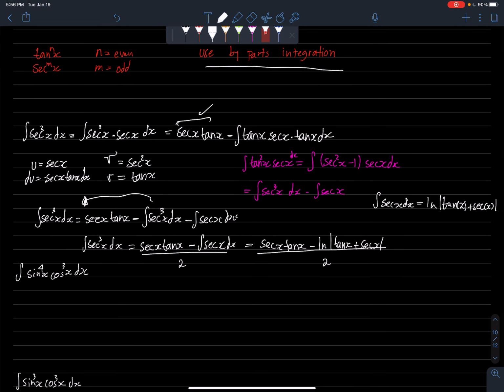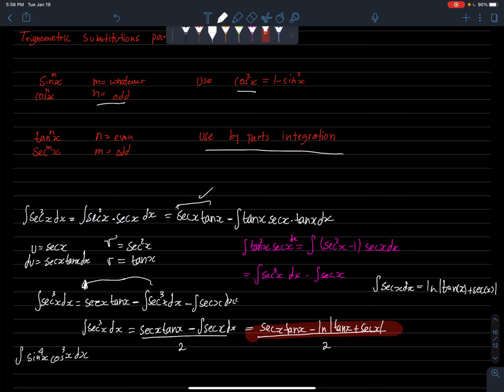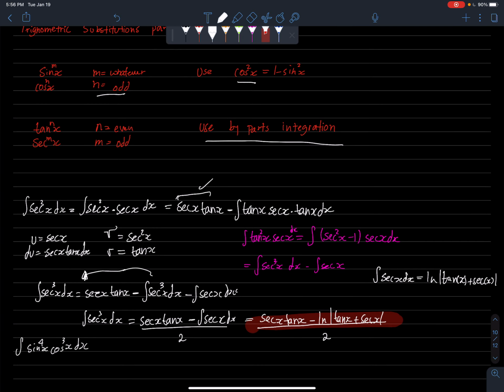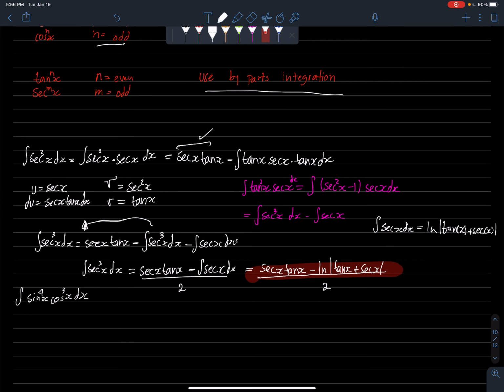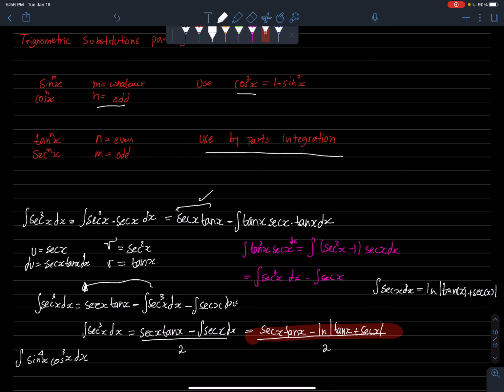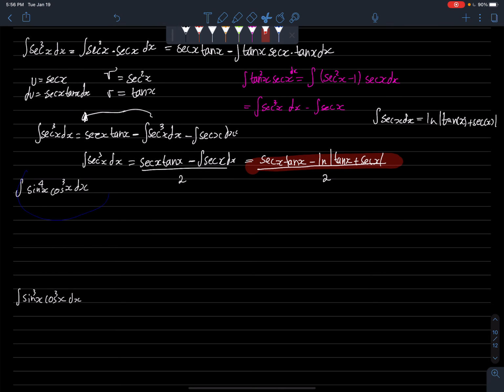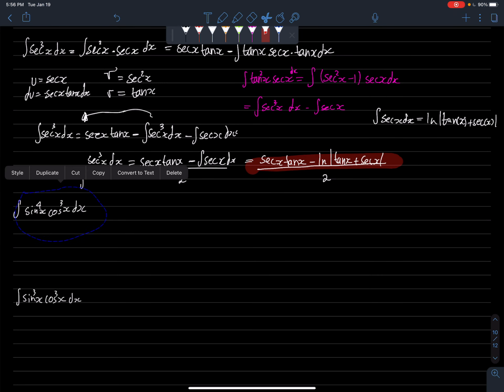Okay, next one. We have sine to the 4 and cos to the 3. Sine is to the 4, whatever, okay, and we have the other part of the case, which is n equal to odd. The cos is odd, so we're good. And what identity do we use? We substitute cos squared for 1 minus sine squared. Okay, we can do that. All right.